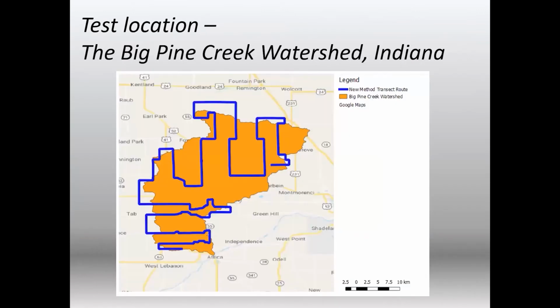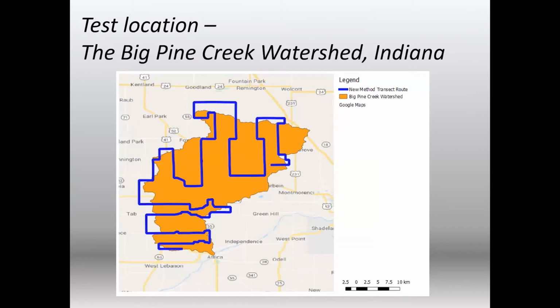Our target watershed for this pilot study was the Big Pine Creek watershed in Indiana. It's a really typical Indiana watershed, 90% corn and soybeans, maybe about 50% no-till, and the occasional cover crop here or there. But it's a pretty standard, bog standard Indiana watershed.